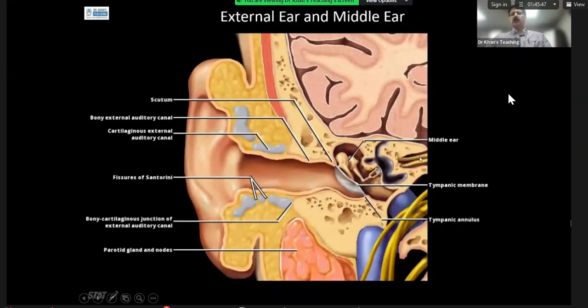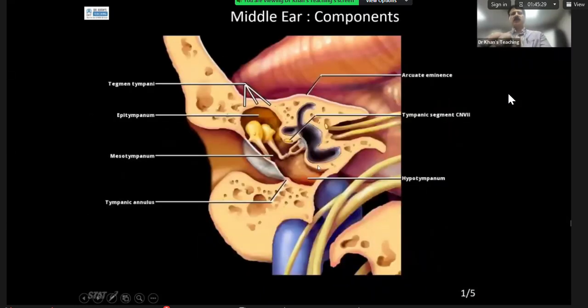But look at the surrounding structures. This is the internal auditory canal, and the nerves are coming in. This is the lateral semicircular canal, the superior semicircular canal, the vestibule, and part of the cochlea. Now look at it. These are the ossicles, the malleus, the incus, and the stapes. Now look here, same thing, but a bit of a close-up. This is malleus, incus, and then this is stapes.